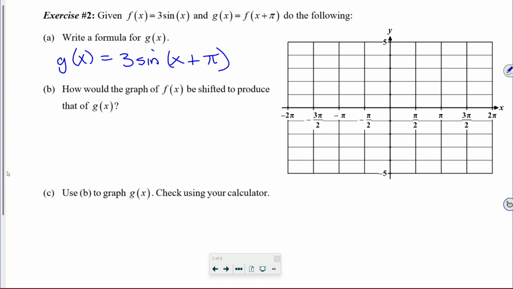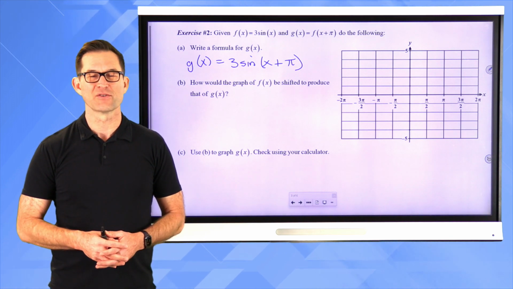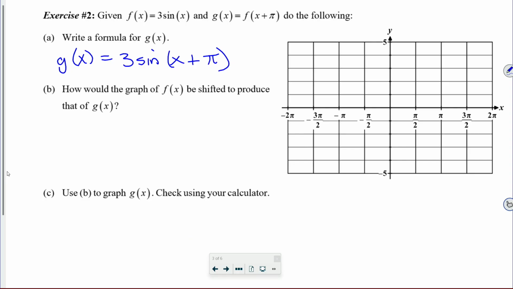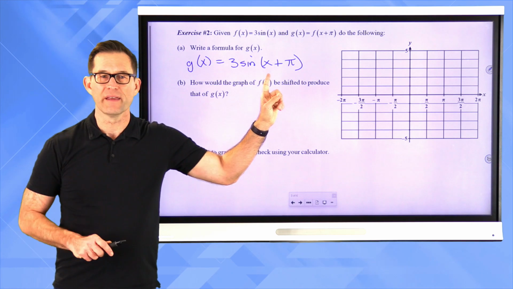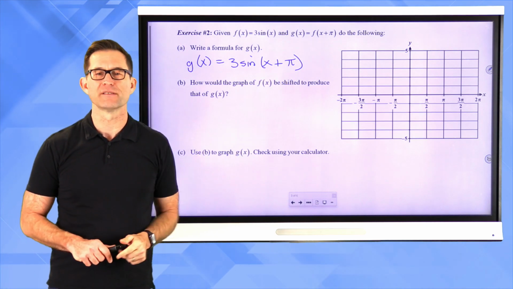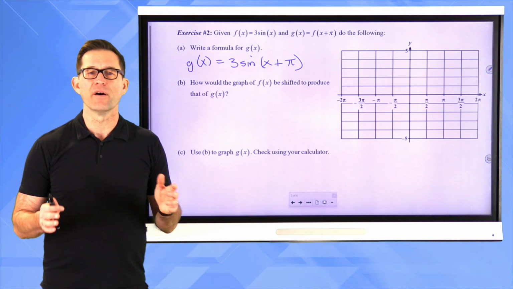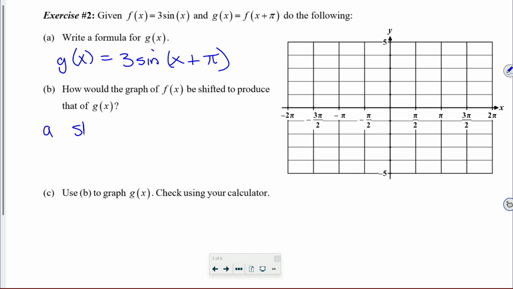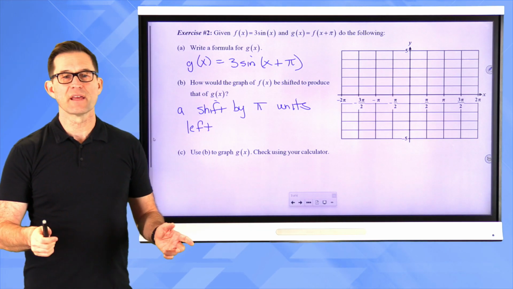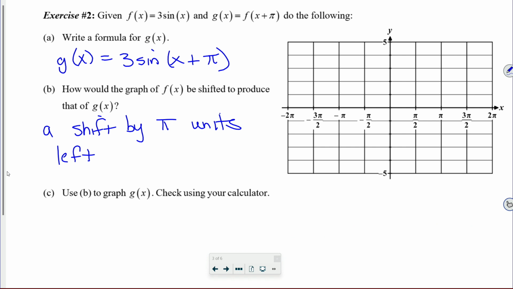How would the graph of f of x be shifted to produce that of g of x? Great. Why don't you go ahead and answer that question? All right, since pi is being added to x directly, meaning nothing else is occurring to the x before the pi is being added to it, it's going to shift the graph of f of x by pi units to the left. A shift by pi units left. All right, let's take a look at letter C. Use B to graph g of x.